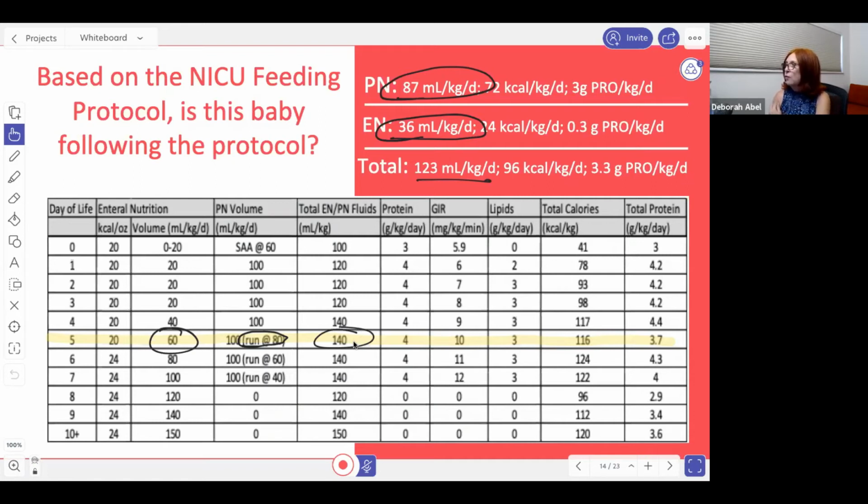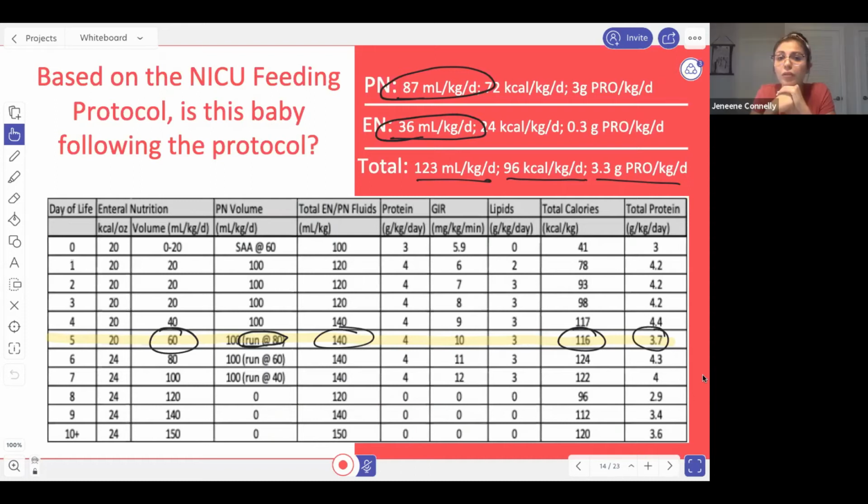So this is the explanation for why that occurred. And then you would go through, because the total calories should be at 116 and the total protein should be at 3.7, and we're at 96 and 3.3. And they don't sound like much, but for an 880 gram baby, that's pretty significant. We are probably going to see this baby is not growing at the rate that we desire. So definitely we're going to need to shift things around now to try and get this baby to meet the goal.